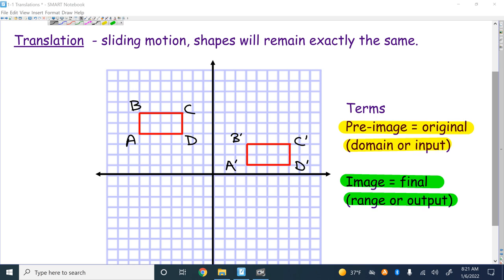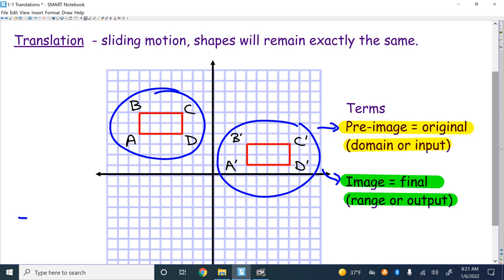This image that we have here, let's see if I can get this board to work. This image is our pre-image. It's the one that doesn't have the little apostrophes in it. Then this image is our image. So this is our original, and this is what we want to go to.